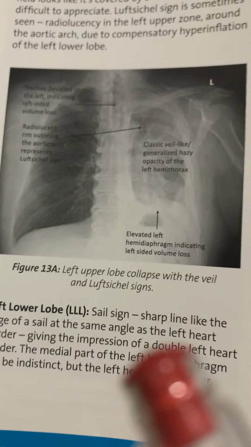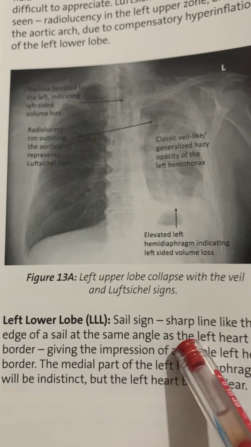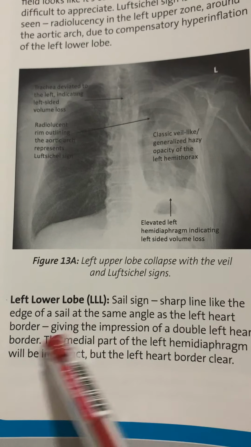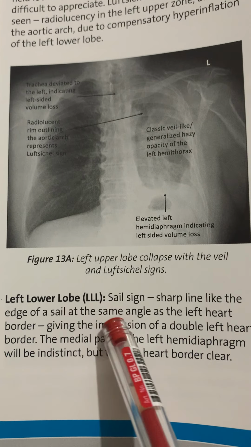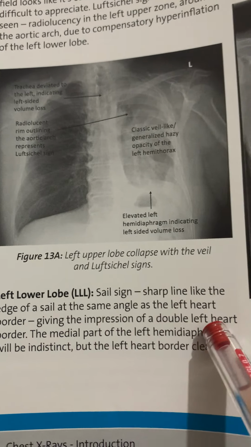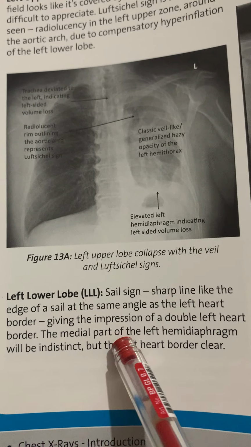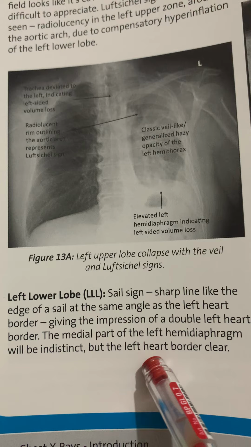Now coming towards the left lower lobe, in which a sail sign is present, which is a sharp line like the edge of a sail at the same angle as the left heart border, giving the impression of a double left heart border. The medial part of the left hemidiaphragm will be indistinct, but the left heart border clear.